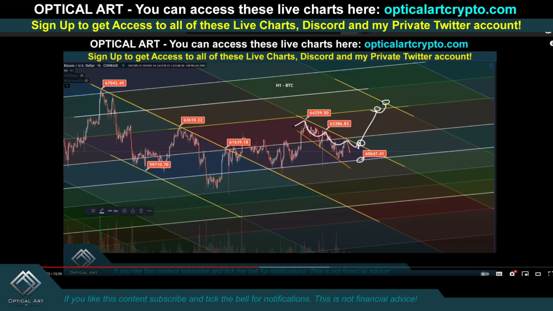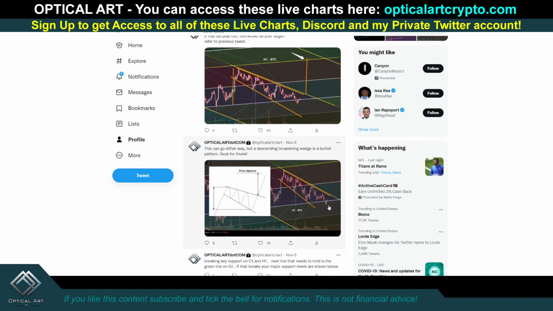If you break above this resistance, this is a descending broadening wedge. This is a bullish pattern. So if we pushed up, this would be your target. If you follow me on Twitter, my Twitter is private. You have to subscribe to my charts to get access.